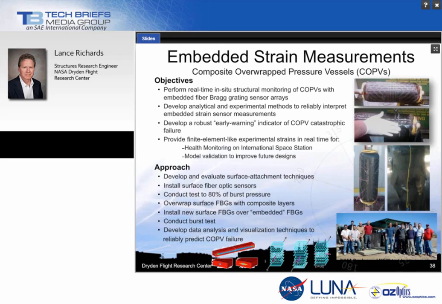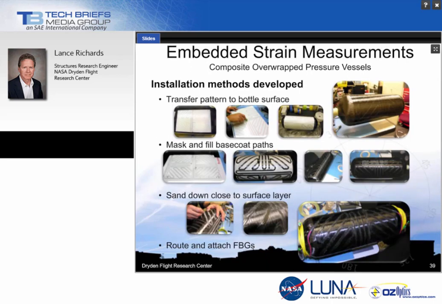So we developed our surface attachment techniques, installing the fibers on the composite, then testing that to an 80% level of burst, and then overwrapping those fibers with another layer or 4 layers of composite windings on top. So those surface-mounted sensors are now embedded, and then we install another set of sensors identical to that layout on the outer surface. So we have both surface-mounted and embedded sensors, and tested those up to failure, to see if we can see what's going on with those measurements. So that was the test and the goals.